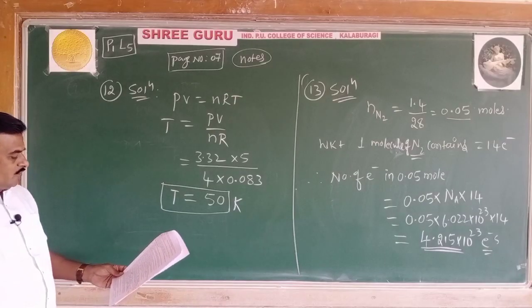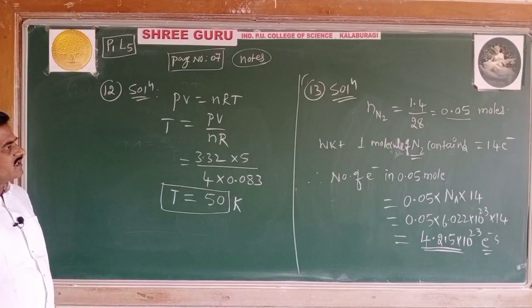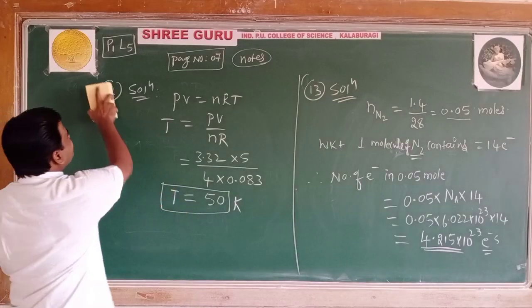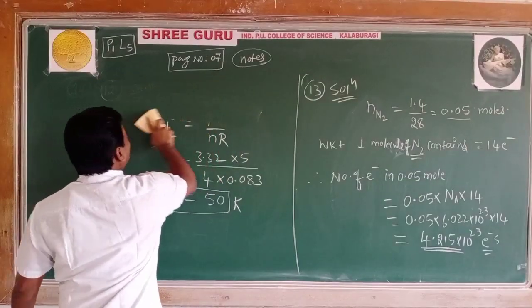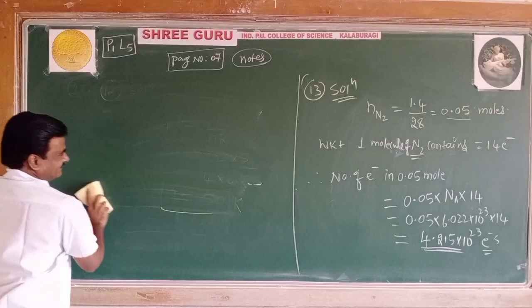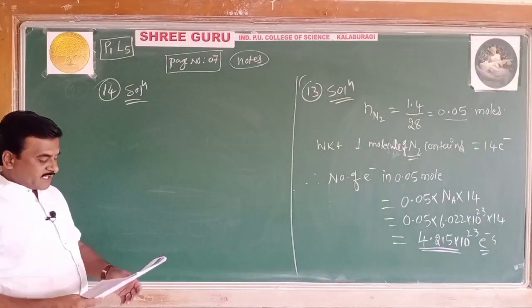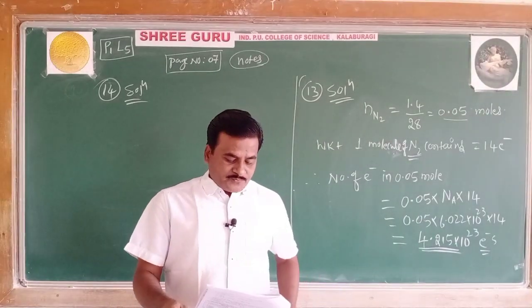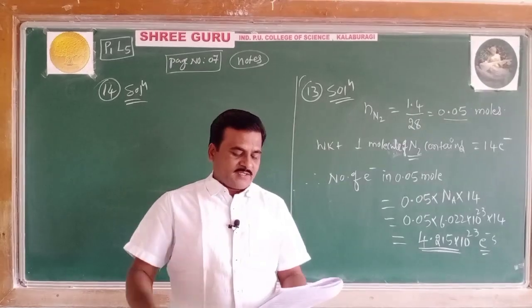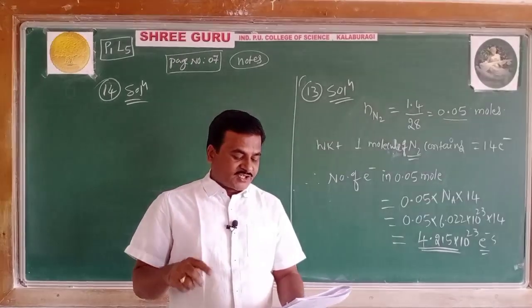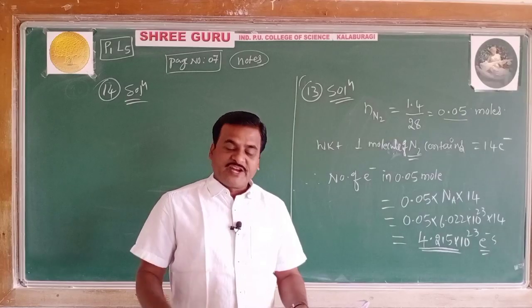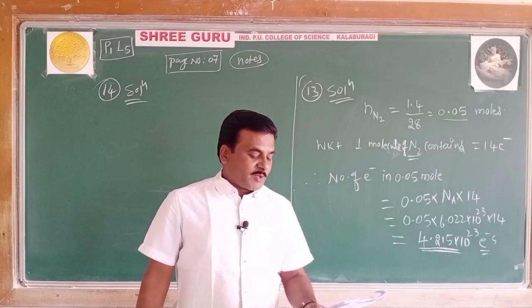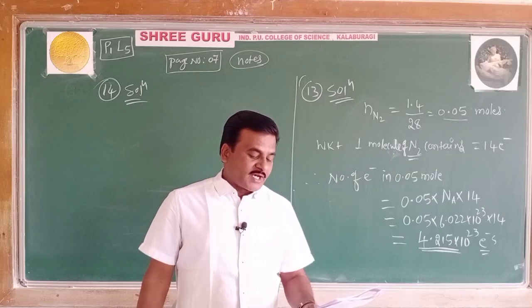Come on, look forward. 14th is also somewhat different type based on Avogadro number calculation. Let's see the 14th. After the 13th, take the 14th one. What is given in the 14th problem? How much time would it take to distribute 1 Avogadro number of wheat grains if 10 to the power 10 grains are distributed each second?